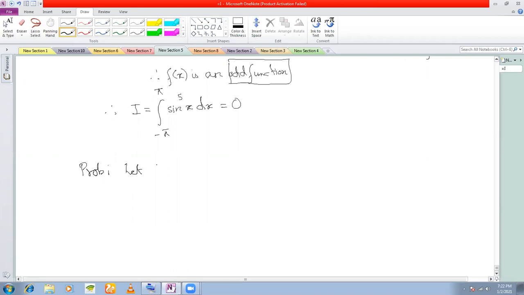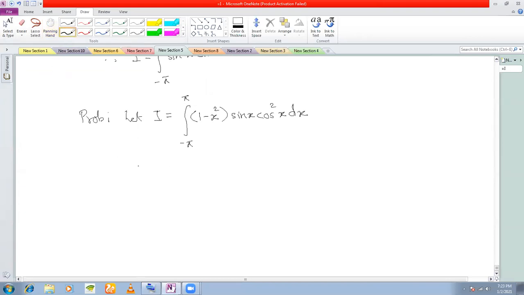Let I is equal to, this time the problem is, integral minus pi to plus pi of 1 minus x square, sin x cos square x dx. Just by seeing, can you tell me whether this is an even function or an odd function? Sir, it is an even function. Even function? I don't think so. Let's see. It is an odd function.